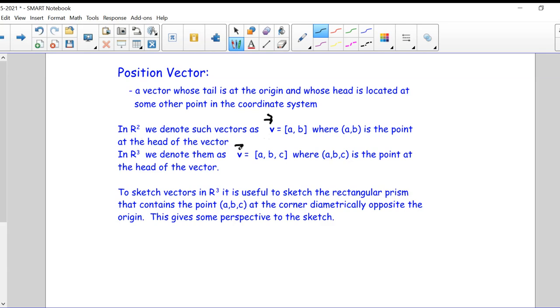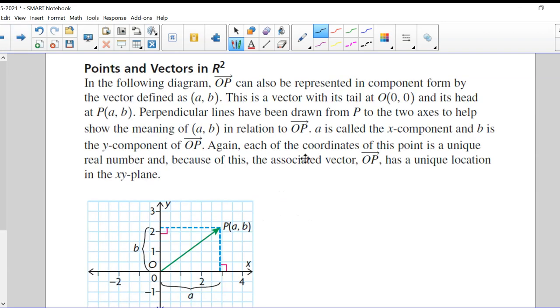Same thing here. The components of the vector are a and b, where (a, b) is the point at the head of the vector. So it goes from the origin (0, 0) to some point (a, b), and the vector is these components. In R3, we use triples, (a, b, c), where (a, b, c) is a point at the head of the vector. And we can sketch vectors in R3 using a rectangular prism, which is what I'm going to do right now. It follows the same convention as yesterday. So what do I mean by that?